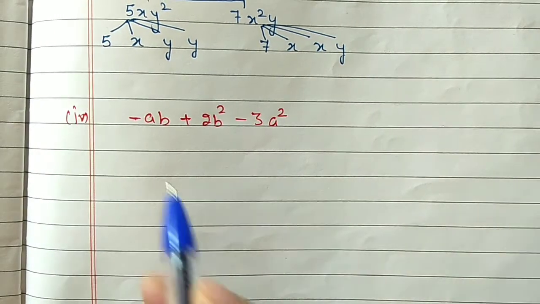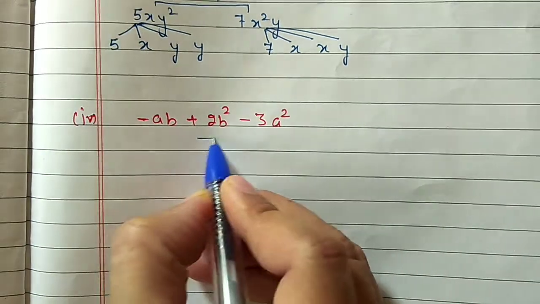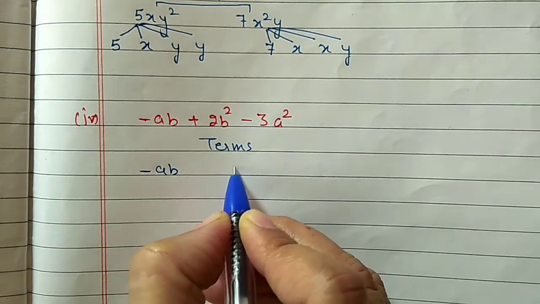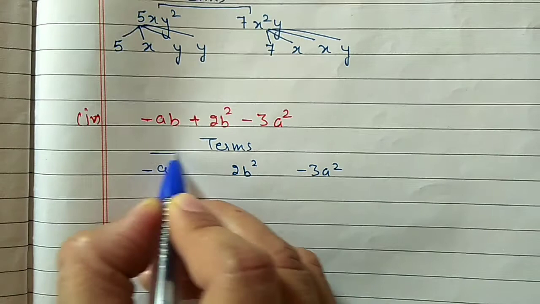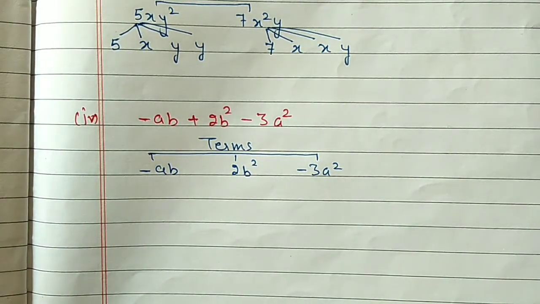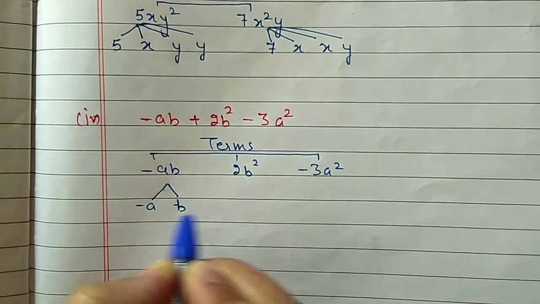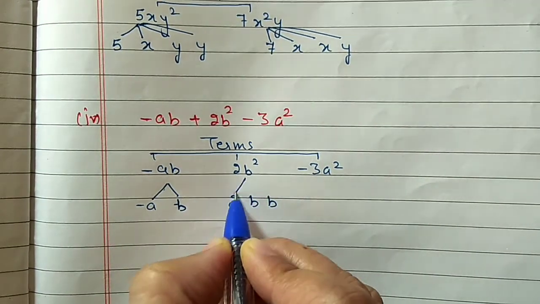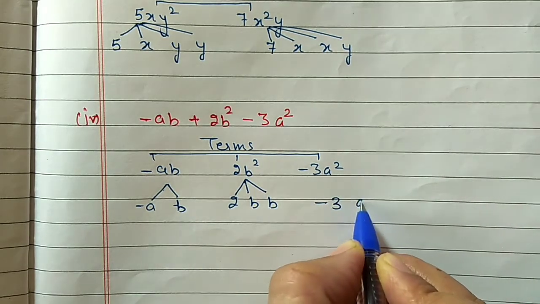Next, fourth part, in this we have three terms, 1, 2 and 3. First is minus ab, second one is 2b square and third one is minus 3a square. So three terms are there. Now these terms we have to split into factors. First we can write as minus a into b. Second we can write as 2 into b into b. And third we can write as minus 3 into a into a.